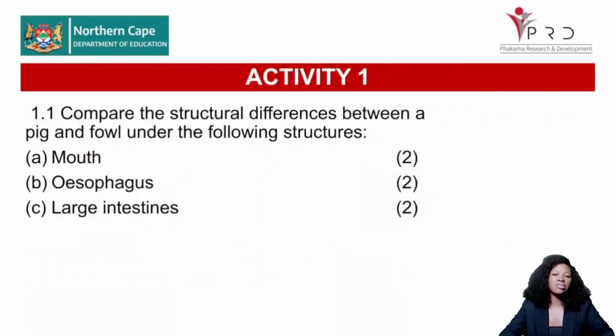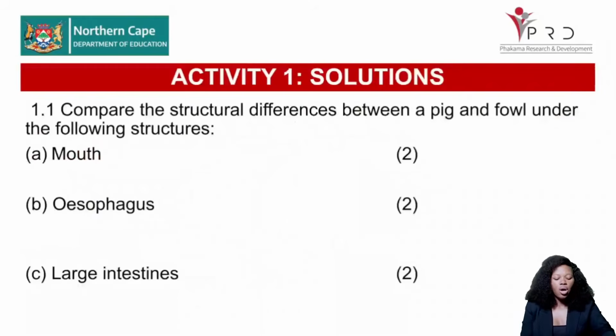Now, the instruction said, or you were instructed as follows: compare the structural differences between a pig and a fowl under the following structures. You are not using your own, but you must use the following headings: the mouth, esophagus, as well as the large intestines.